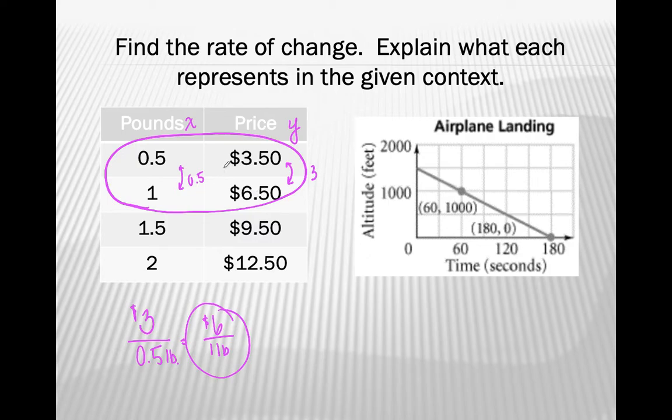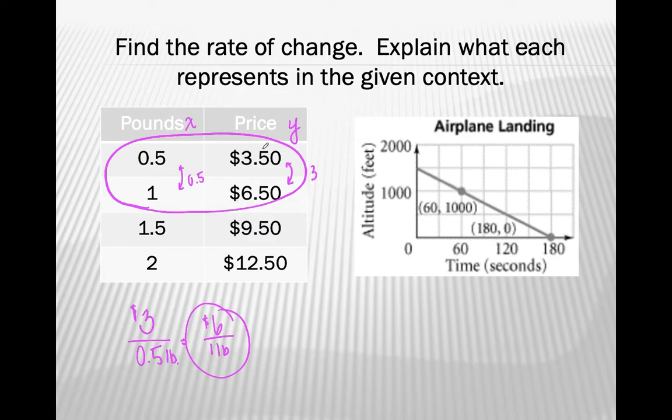Also, if it started at 0, you could just divide the y by the x, and you would get the same number for every pair of ordered pairs. In this case, that doesn't happen. If I divide 3.50 by 0.5, I get 7. If I divide 6.50 by 1, I get 6.50. 9.50 divided by 1.5 gives me 6.3 repeating, and so on.